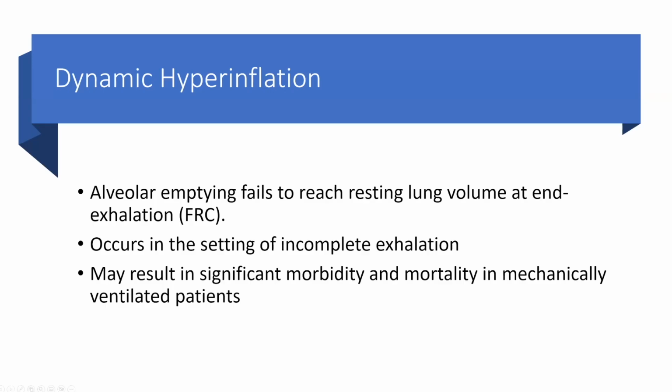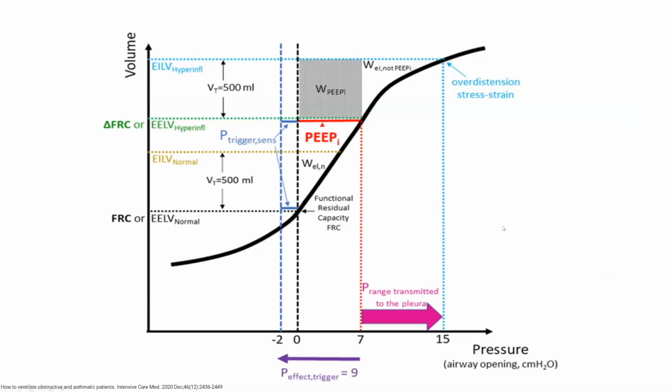So diving deeper into this concept of dynamic hyperinflation, really the definition of that is exactly in the word. The lungs are hyperinflated because at the end of exhalation, the lungs fail to return to their relaxation volume. So the only way that can really happen is if the expiratory phase of ventilation is incomplete. If the expiratory phase of ventilation is incomplete, then the relaxation volume progressively rises, and that's what causes a lot of the physiological derangements. So take a look at this graph.